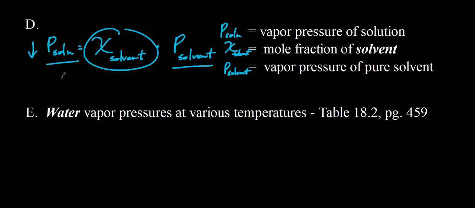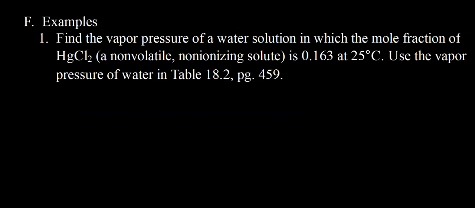We've seen that before when we were doing Dalton's law and collecting gases over water. Water evaporates at a different rate at different temperatures, and thus the vapor pressure of water differs by temperature. So we may need that table to do some calculations. So 459, table 18.2. All right, speaking of which, let's take a look at some examples.